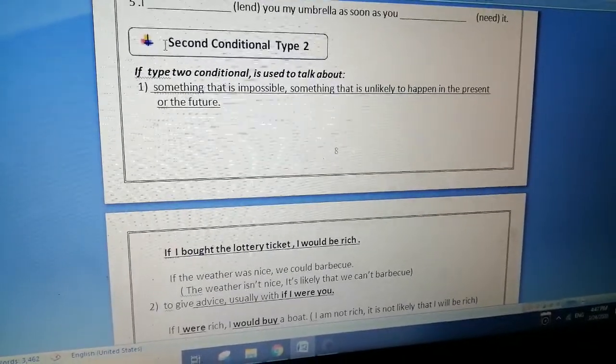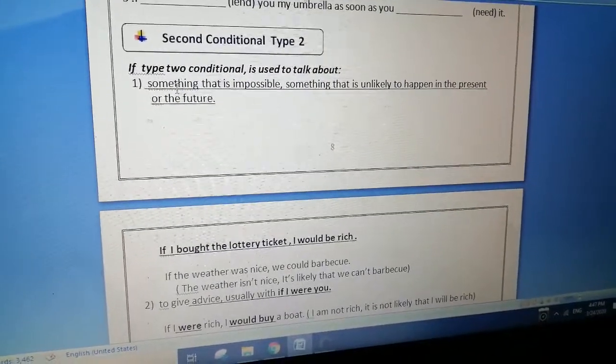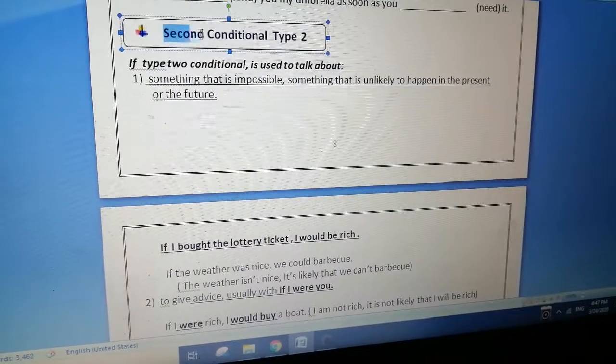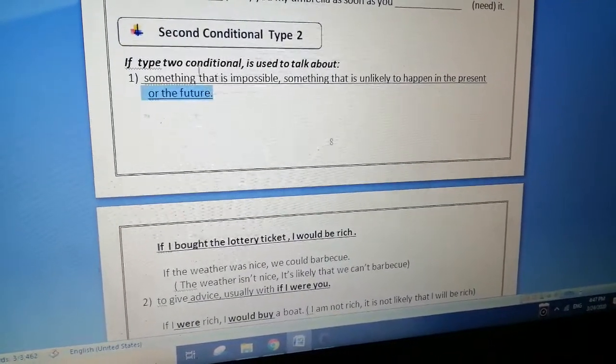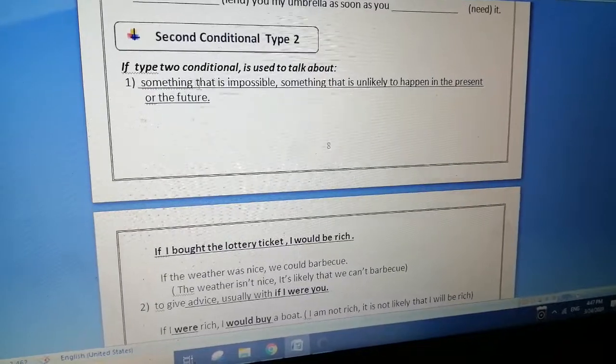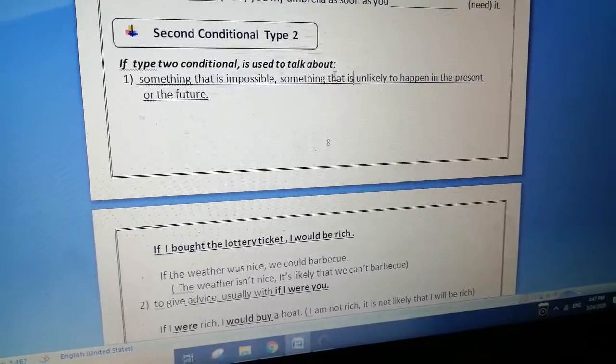Continue part 2 of conditionals. Now, when do we use type 2? We use type 2 if the result is impossible or something that is unlikely to happen in the present or the future.